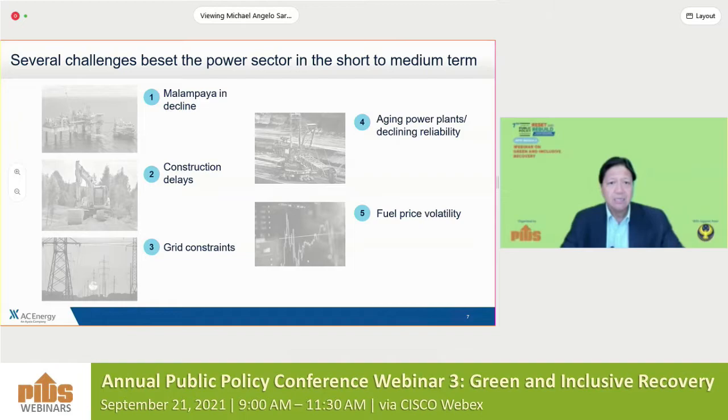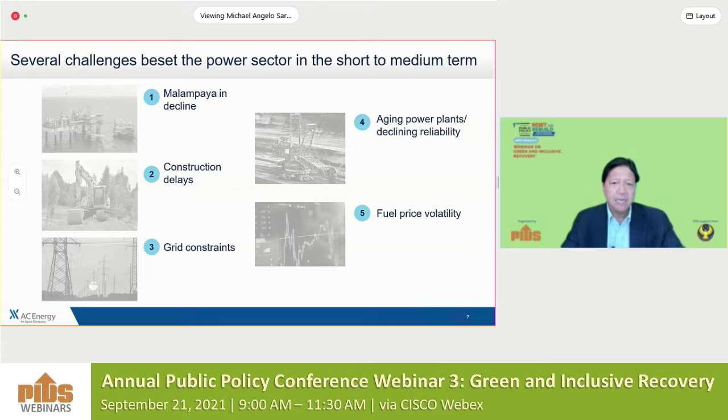Number two, there are construction delays. We already saw in the news about the delay because of COVID restrictions and restrictions to get the technical foreign advisors of one major power plant, GN Unit 2. That's 668 megawatts that may not make it this coming summer. We're still hoping that it will, but there's a risk of further delay.